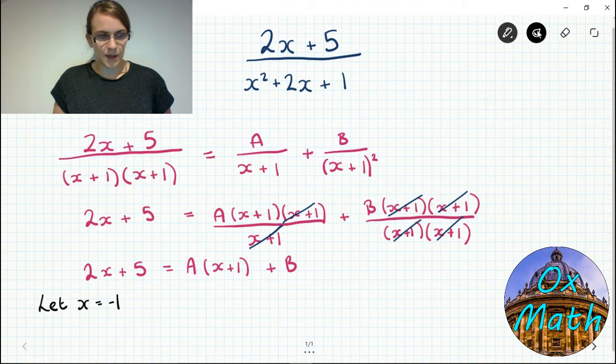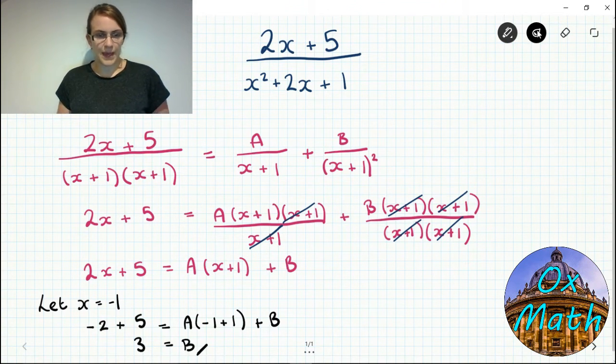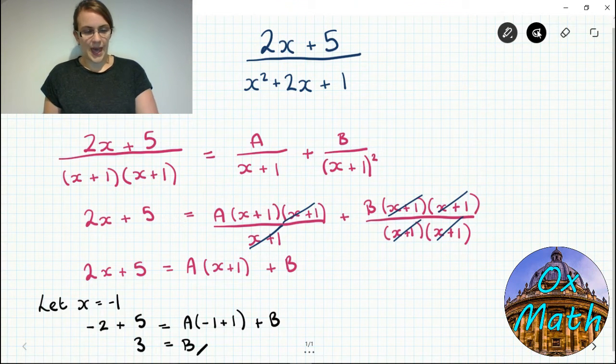So 2 times x, 2 times minus 1 is minus 2, plus 5 equals a times minus 1 plus 1 plus b. So 3 equals b. That gives us our answer for b, but how do we find our answer for a?